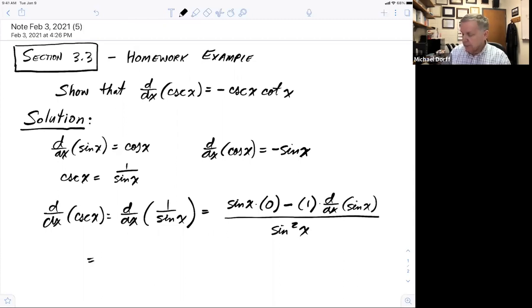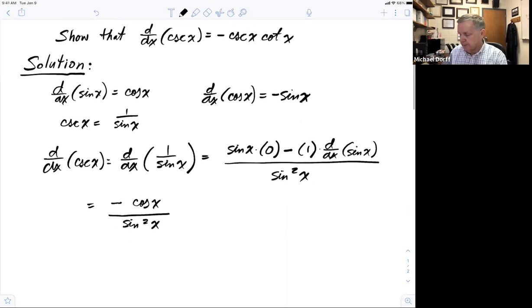All right, so sine x times 0 is just going to give me 0. So then I'm going to have minus 1 times the derivative of sine x. And we showed earlier up here, the derivative of sine x is cosine x. So we have minus cosine x in the numerator. And on the bottom, we have sine squared x.